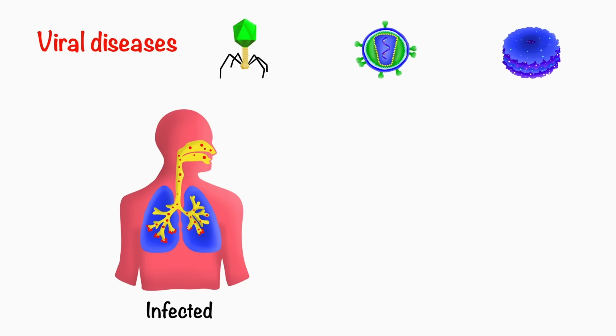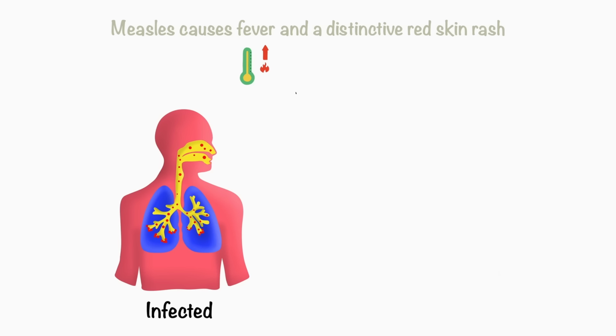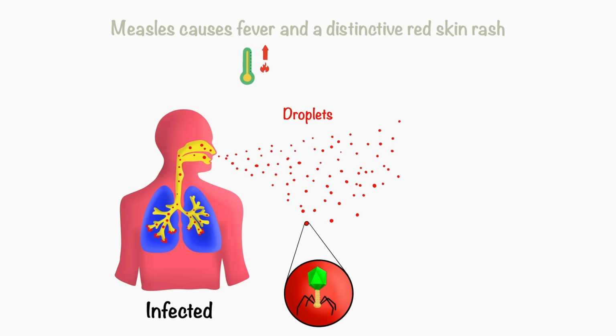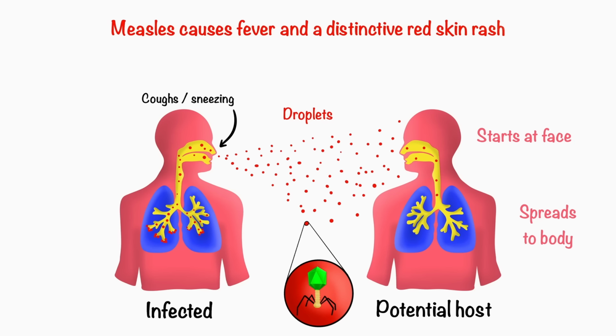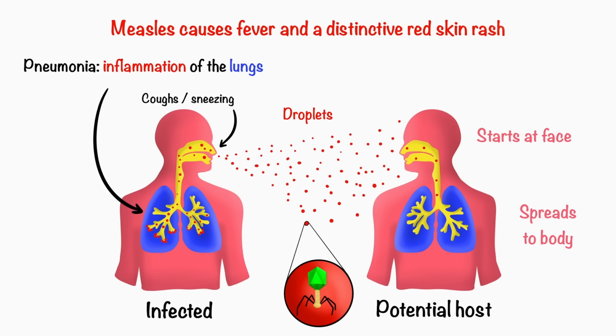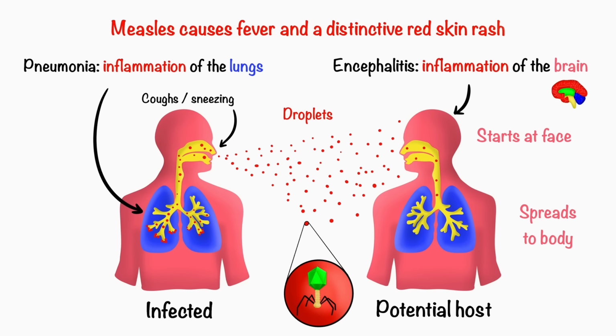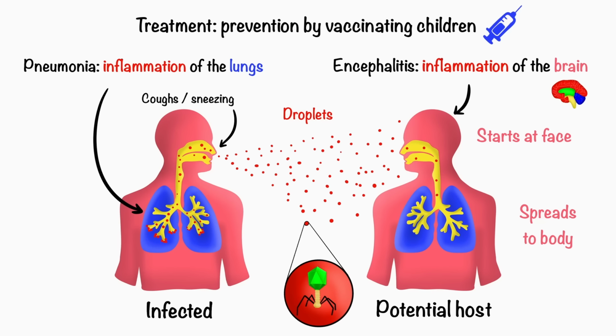Measles is a viral infection that causes fever and a distinctive red skin rash. It spreads through droplets in the air when an infected person sneezes or coughs. These tiny moisture droplets can be inhaled by others nearby. People with measles typically develop a high temperature and a red rash that starts on the face and spreads across the body. Measles can be serious or even fatal if complications develop. It can lead to pneumonia, which is inflammation of the lungs, or encephalitis, which is inflammation of the brain. Because of these serious risks, most children receive vaccination against measles when they're young, which has helped reduce cases worldwide.